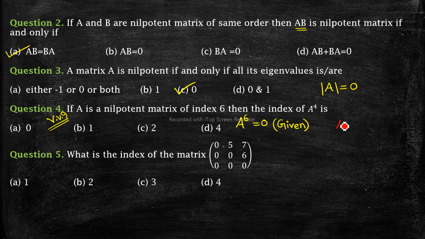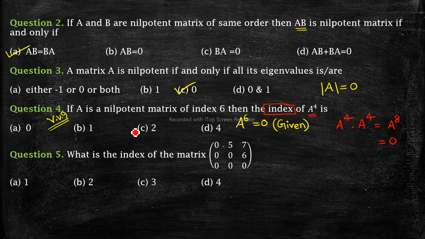For that, it has to cross A to the power 6. A to the power 4, how many times do we have to multiply? Definitely you can identify, sir, if you multiply A to the power 4 two times, it will cross 6. It becomes A to the power 8, which means it is crossing 6, and A to the power 6 means 0. So ultimately it will also become 0. That means the index of A to the power 4 will become 2.